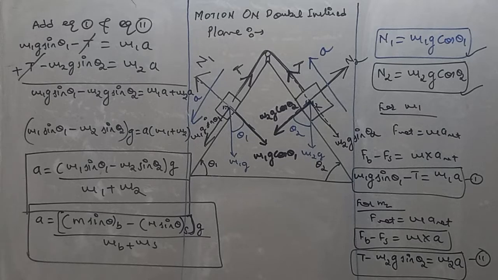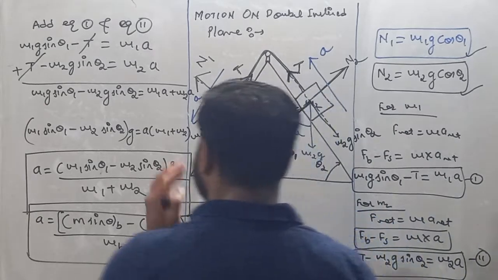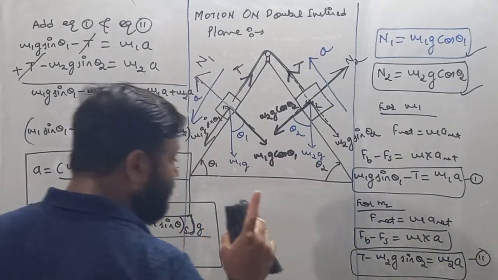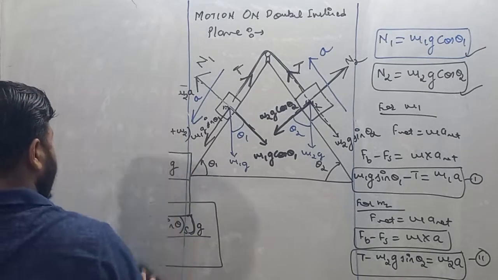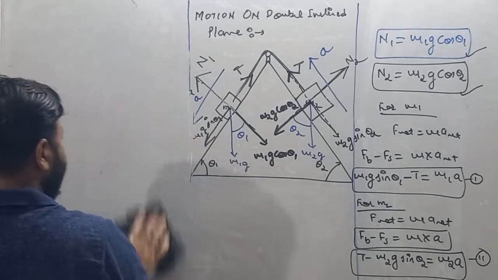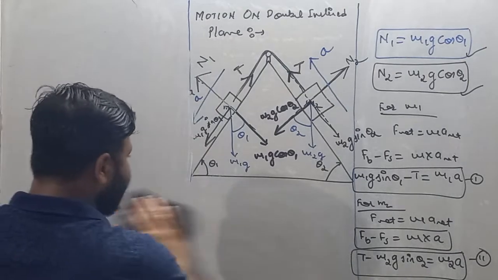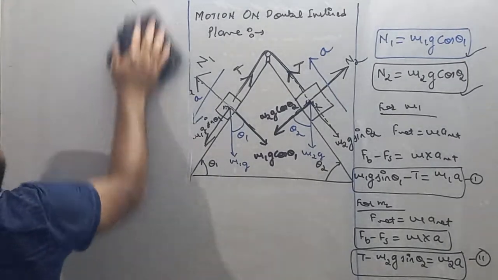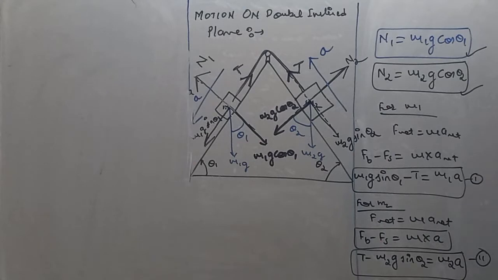In a double inclined plane, the direction of motion not only depends on mass, but it depends on mass into sine theta.